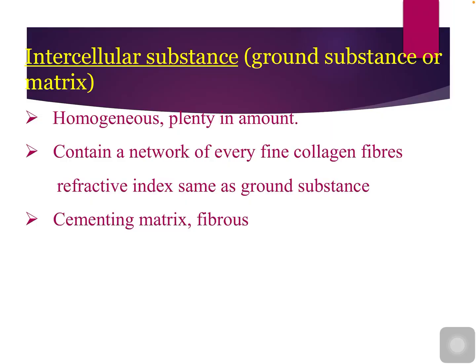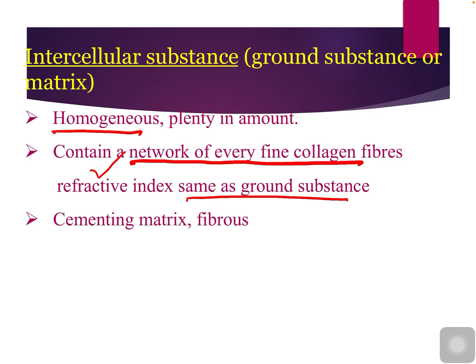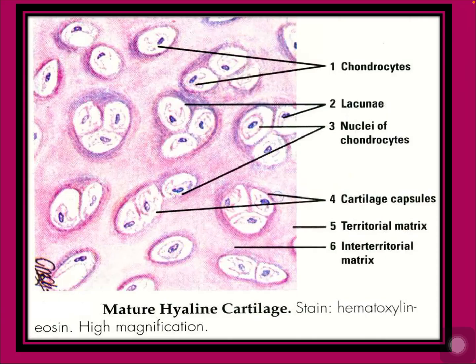So this one group, which is derived from a single cell, will be called a cell nest and isogenous group. What is the ground substance in this hyaline cartilage? It is very homogeneous. Why is it homogeneous? The fine collagen fibers and ground substance both have the same refractive index. That is why this cartilage is hyalos and it is called hyaline cartilage.